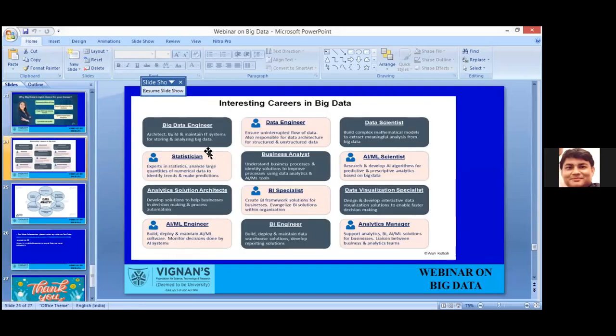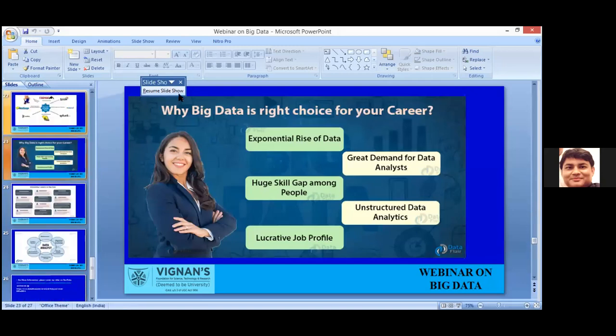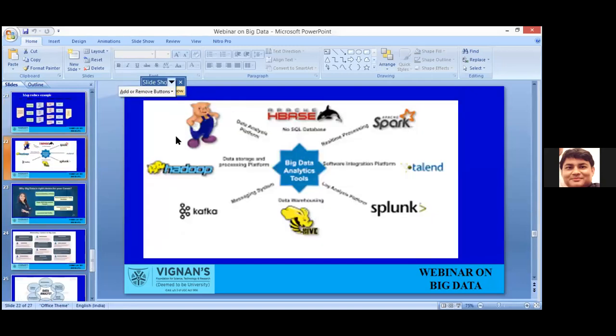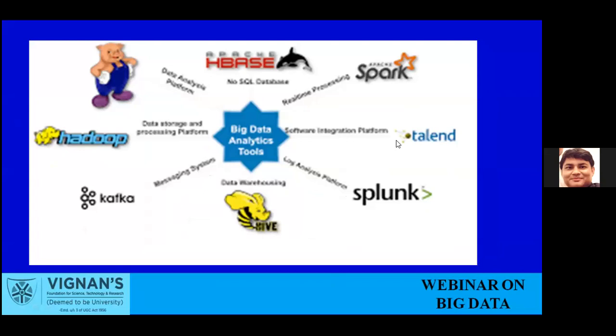So these tools are basically used for MapReduce-like operations. Okay, so it can also perform real-time operations, right? Real-time operations can happen in Spark.